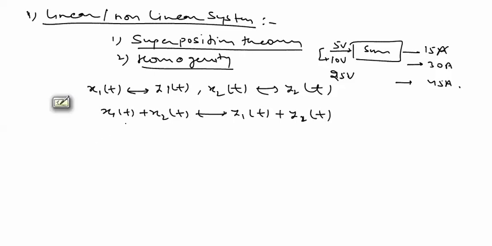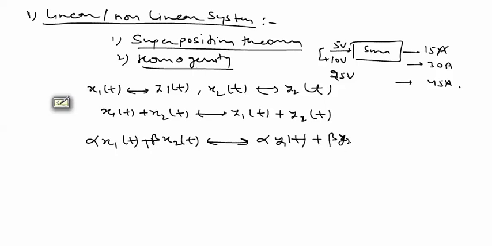This term is mixed with homogeneity, and then we conclude alpha x1(t) plus beta x2(t) gives alpha y1(t) plus beta y2(t). Homogeneity means just scaling. Homogeneity added with superposition describes linearity. Let's take an example.